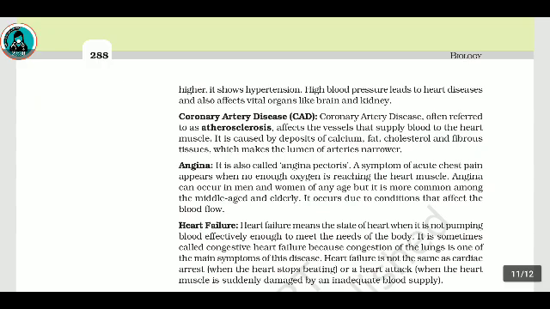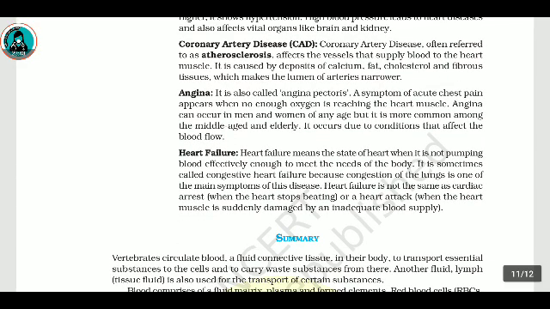Heart failure means the state of the heart when it is not pumping blood effectively enough to meet the needs of the body. It is sometimes called congestive heart failure because congestion of the lungs is one of the main symptoms of this disease. Heart failure is not the same as cardiac arrest, when the heart stops beating, or a heart attack, when the heart muscle is suddenly damaged by an inadequate blood supply.